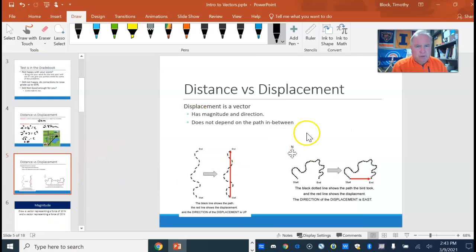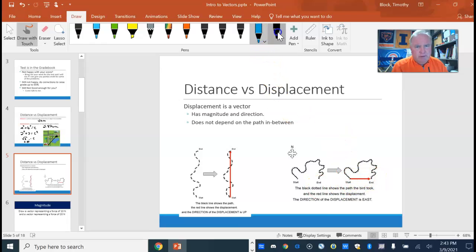All right, so here's a couple more examples. The dotted line is the distance that you walk. The red line would be the displacement, right? Because it's just a straight line between the two. Here, this little cat thing, right? The distance is that whole dotted line. The displacement is just the red line.